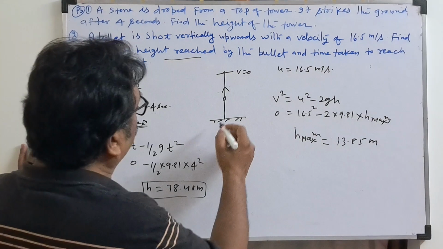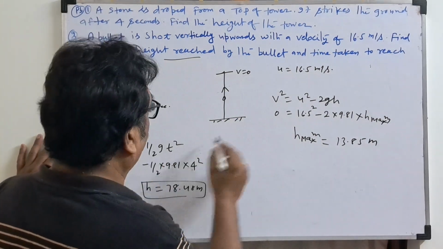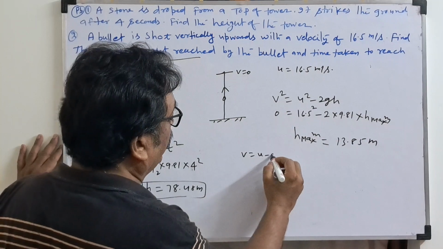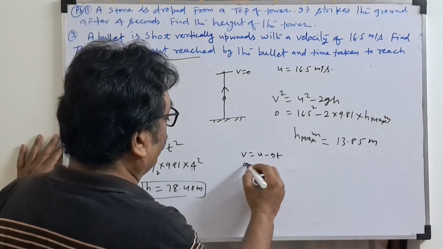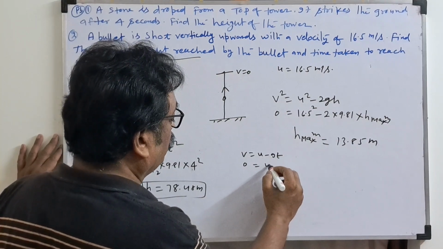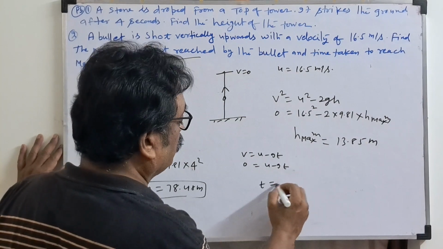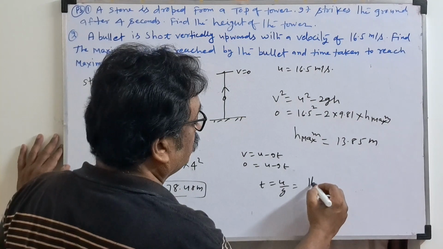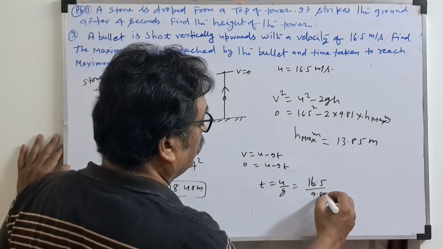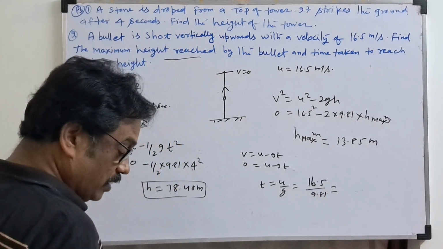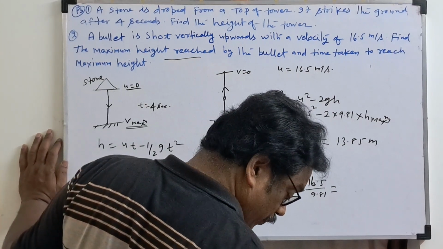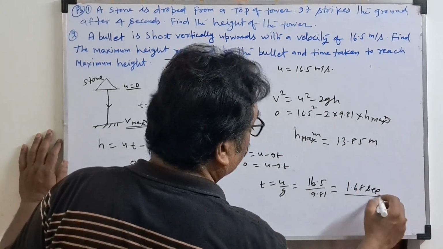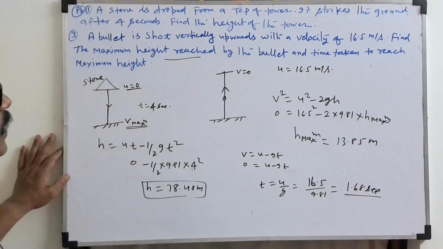Now, what they are asking is the time taken to reach the maximum height. Before, we got this derivation: v is equal to u minus gt. So final velocity 0, so u minus gt, so time is equal to u by g. So what is u here? 16.5 by 9.81. If you divide, you will get 1.68 second.